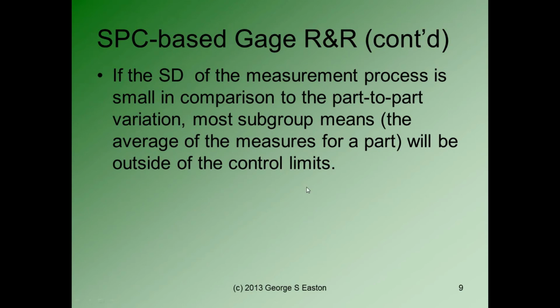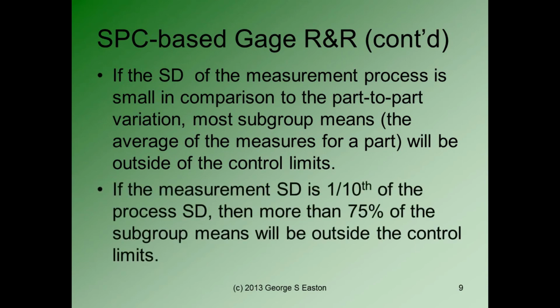Now, if the standard deviation of the measurement process is small in comparison to the part-to-part variation, which it's supposed to be, 10% or less, most of the subgroup means, and the subgroup means are the average of the measures of the part, will be outside of the control limits. The reason is that the part sizes are varying a lot, and the measurement error should be varying at about 10% of that.